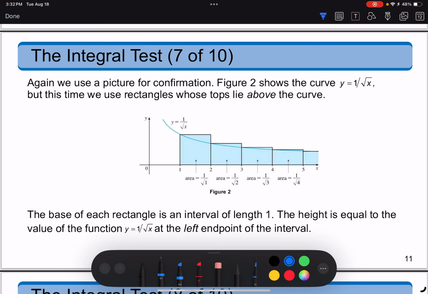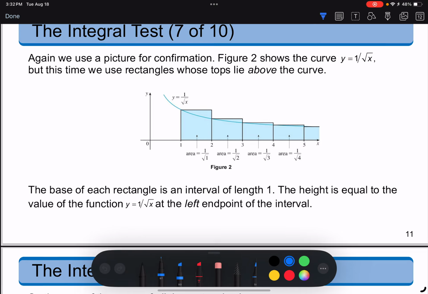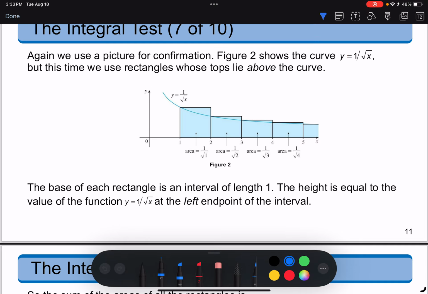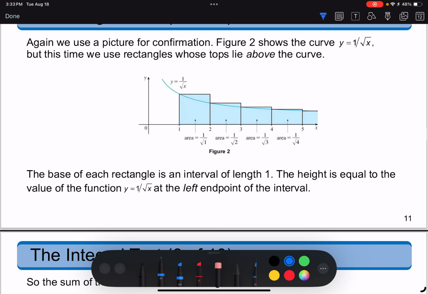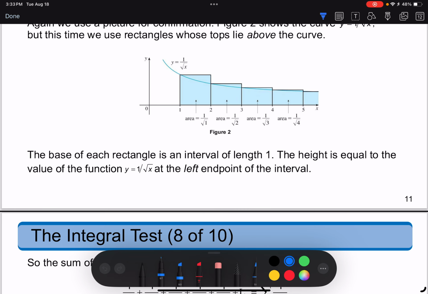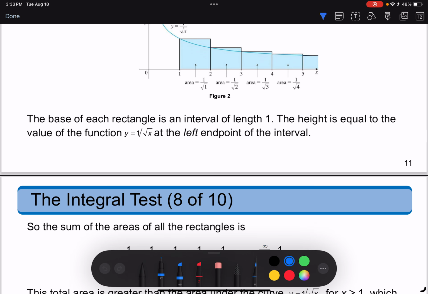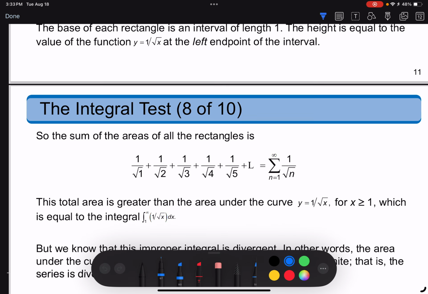Figure 2 shows the curve y equals 1 over square root of x, but this time we use rectangles which lie above the curve. So this would be greater than, because it is higher, it is bigger than the actual curve. The base of each rectangle is an interval of length 1, and the height is equal to the value of the function 1 over square root of x at the left endpoint of the interval.